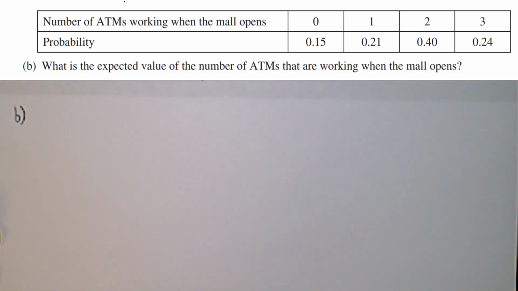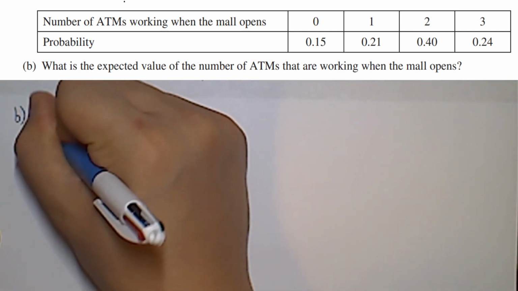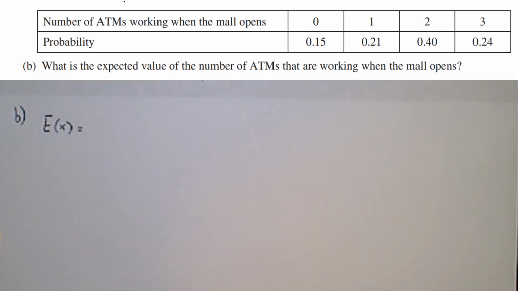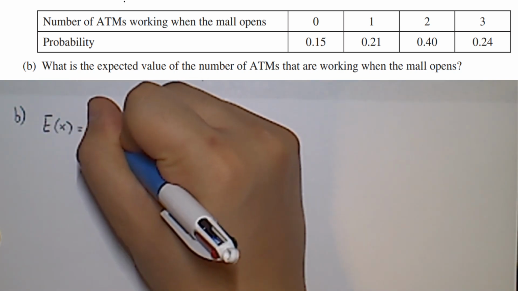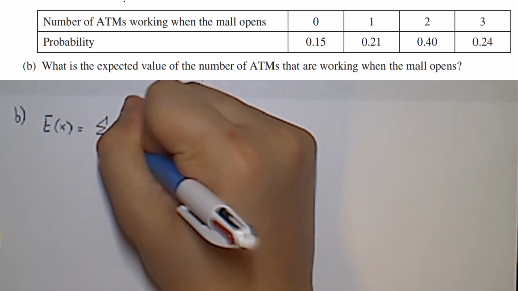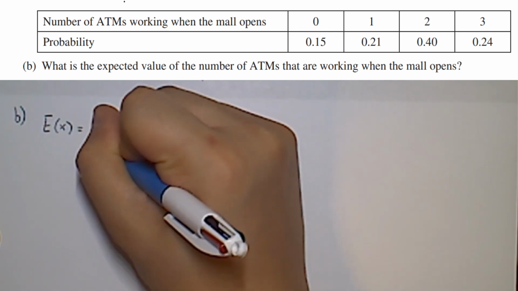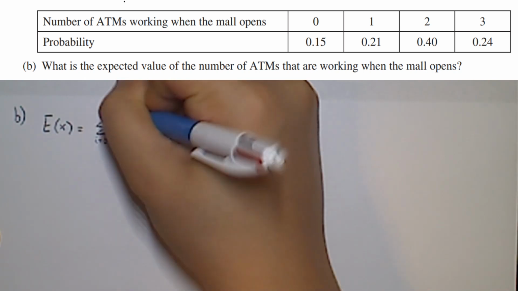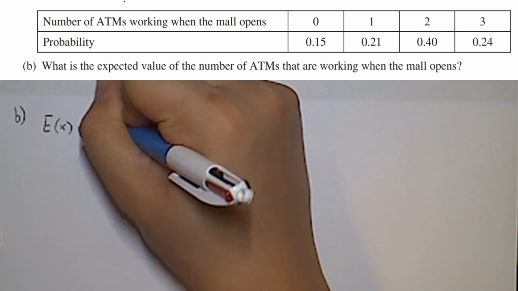Part B. What is the expected value of the number of ATMs that are working when the mall opens? The phrase expected value is another way to say mean or average. So part B is asking us to find the mean number of ATMs. So we're looking for the expected value of x. To calculate the expected value of x, it is a summation of x sub i times the probability of x sub i, where i starts at 0 and ends at, in this case, 3.